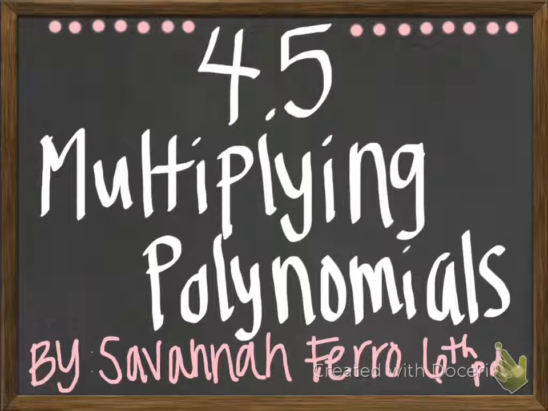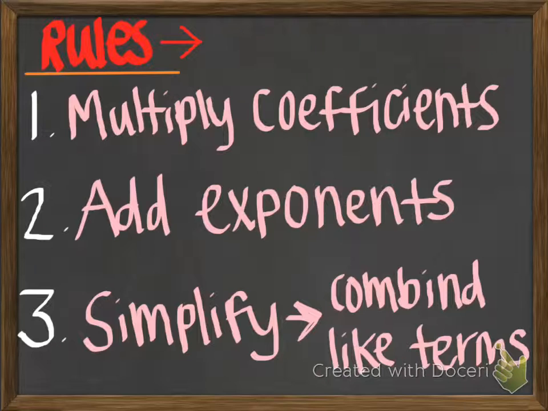Today, I will be talking about Lesson 4.5, Multiplying Polynomials. Before we get started, let's first go over a few rules when it comes to multiplying polynomials. Rule number 1 is that we always multiply the coefficients. Rule number 2, we add the exponents. And rule number 3, we simplify and combine like terms.